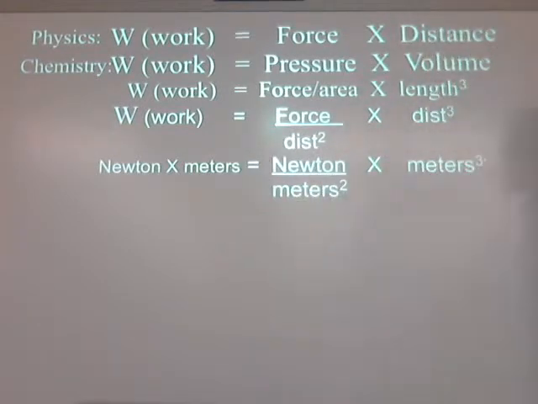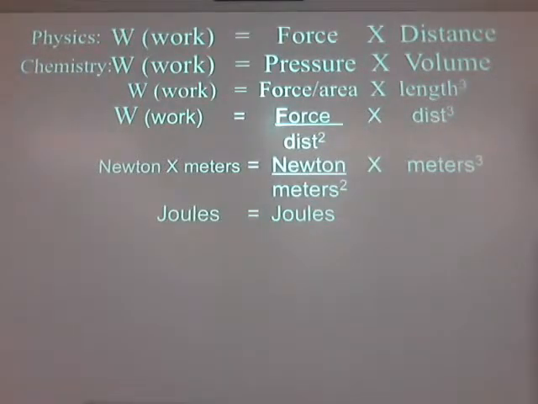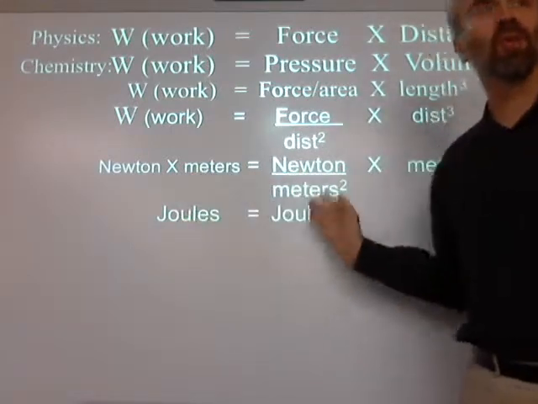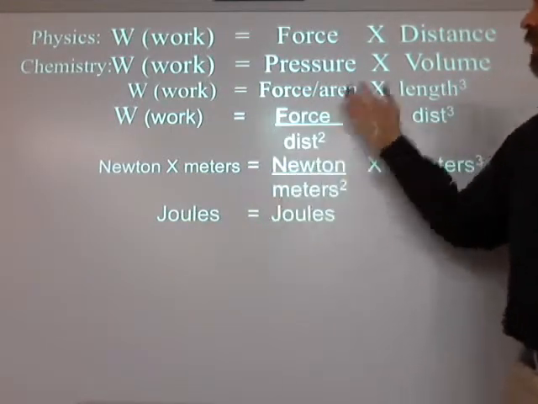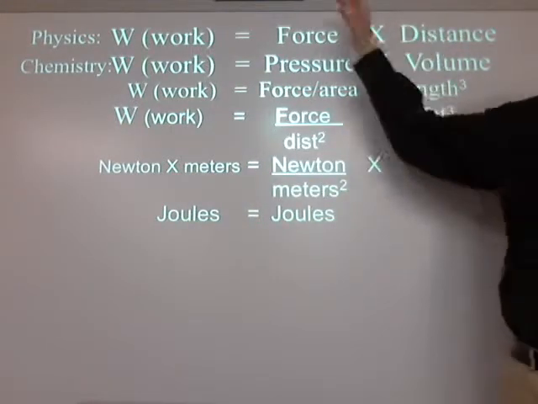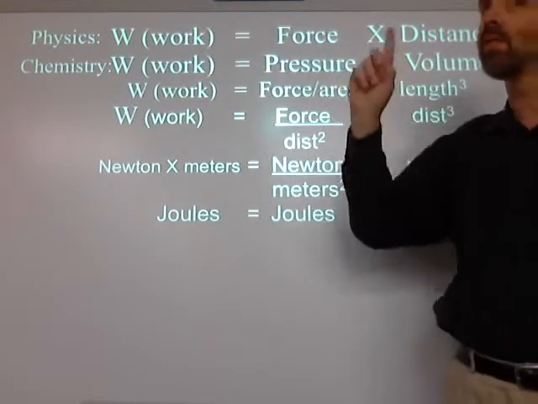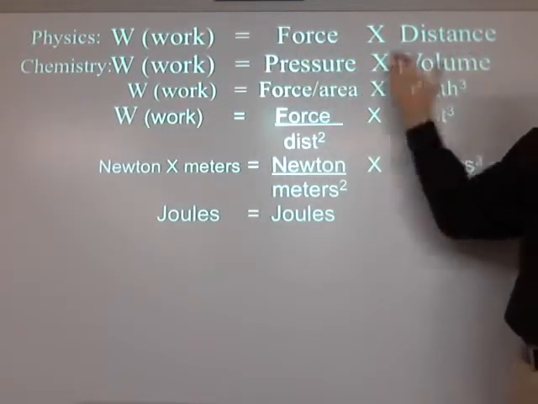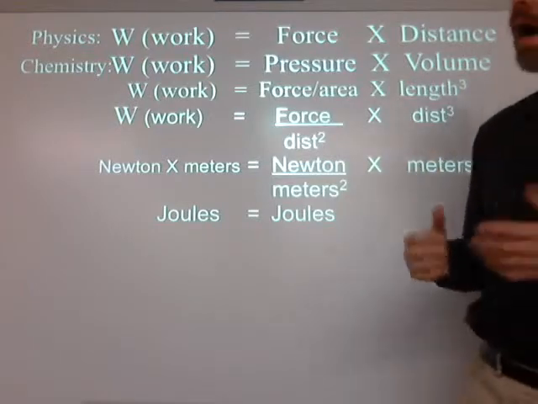which is your physics definition of work. What's another name for a Newton meter? A joule, exactly. Joules are joules. So all joules equals joules. That's my whole point. Pressure times volume, your chemistry definition of work, is the same as force times distance, your physics definition of work. Now, why did I say all that?